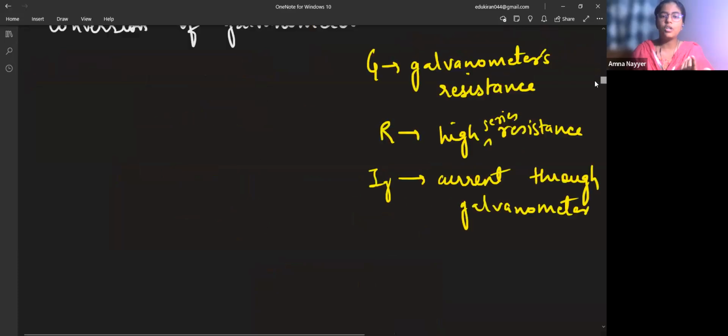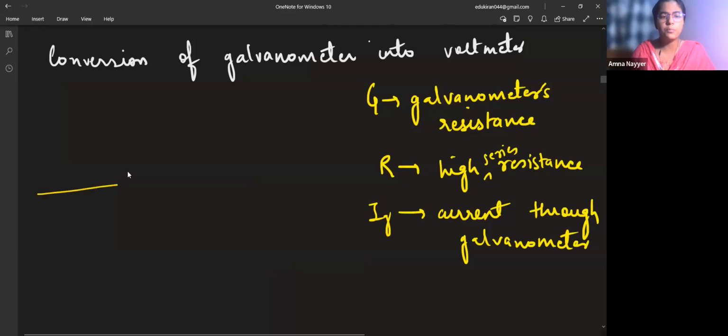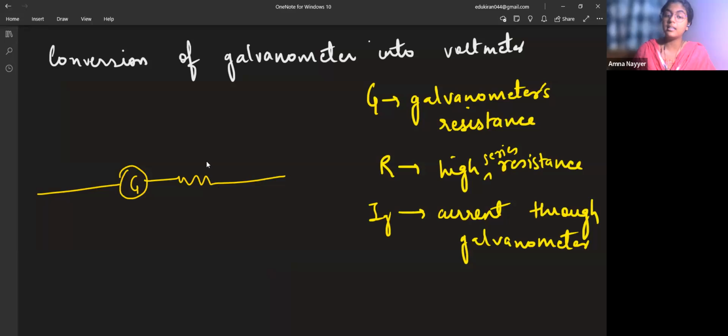And when we are talking about voltmeter, what we do is just the opposite. Connect a high resistance in series. There it was parallel, here it is series connection. In ammeter, you have small resistance value. Here in voltmeter, you are having the resistance magnitude higher.